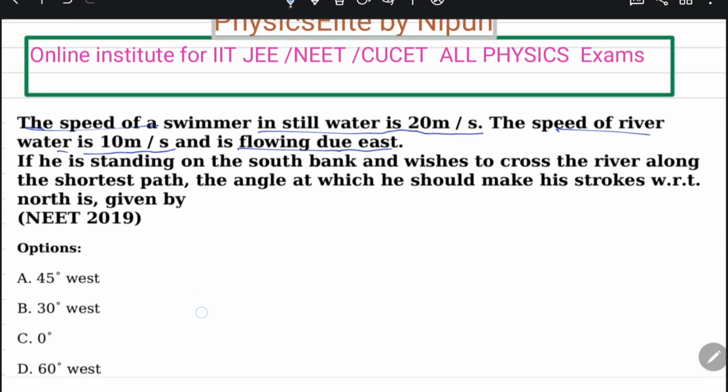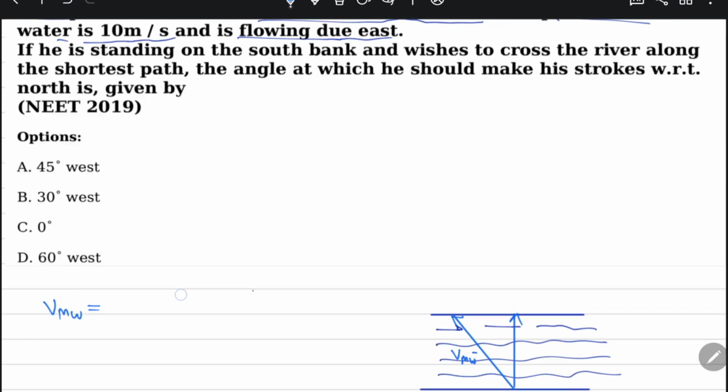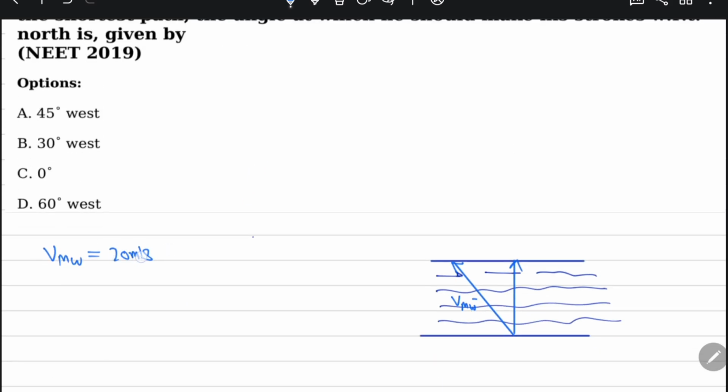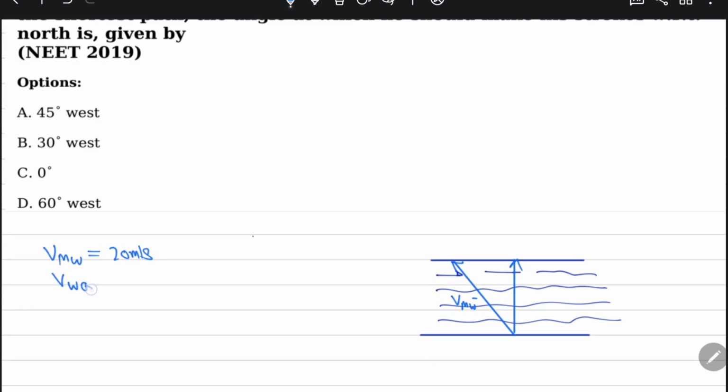And in this question, the speed of a swimmer in still water means the speed of the man with respect to water, which they have given as 20 meter per second. And then they are saying the speed of the river water, meaning the velocity of water with respect to ground, they have given as 10 meter per second. Means this is like this: velocity of water with respect to ground is 10 meter per second, and this angle, they are asking this angle theta.